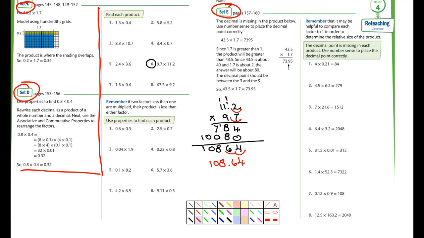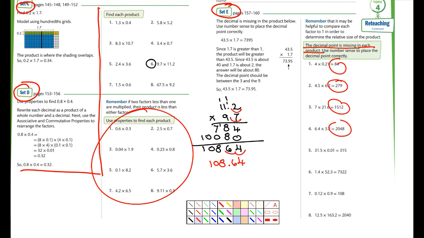So the next set D here, use properties to find each product. You guys can do those. That shouldn't be a problem. All right, next page. I'm looking at set E over here. What page is that? That's page 169. So in this one, it says the decimal point is missing in each product. In other words, they gave you the answers. Look at all the answers right here. They've given us the answers, but they haven't placed the decimal point. You guys have done problems like this before.